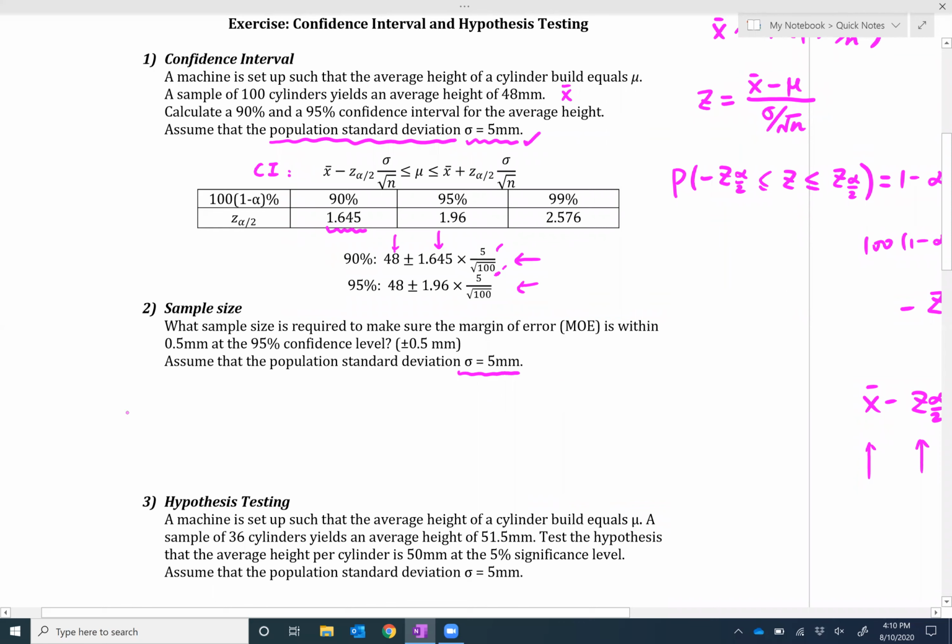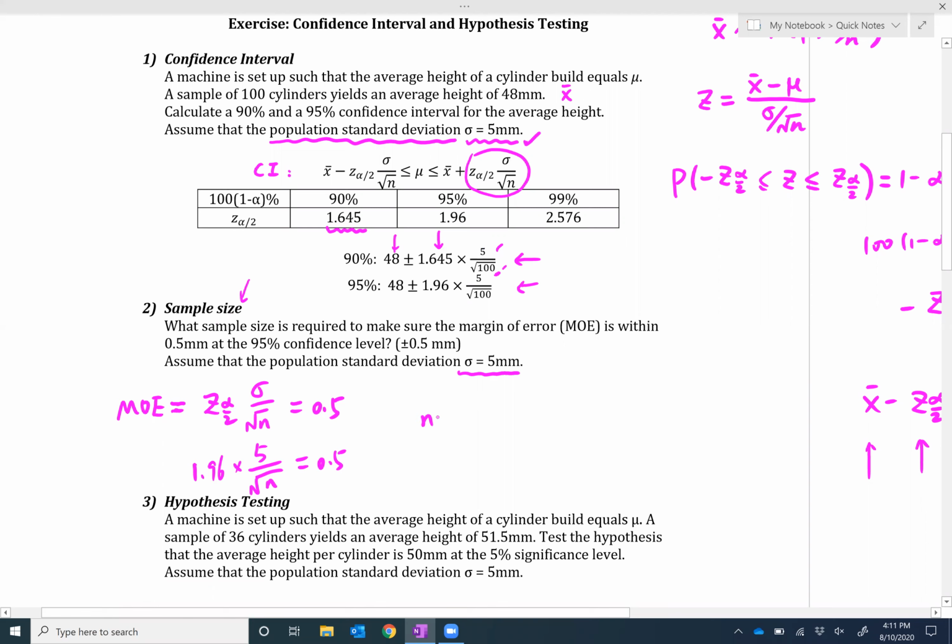That means the margin of error equals z alpha over 2 times sigma over square root of n. This is my margin of error, because you have X bar plus minus this margin of error as the confidence interval. You want this to equal 0.5 millimeters, and we want to solve for the sample size. We know the population standard deviation, and we know z alpha over 2, because for 95% it is 1.96. So 1.96 times 5 millimeters divided by square root of n should equal 0.5.